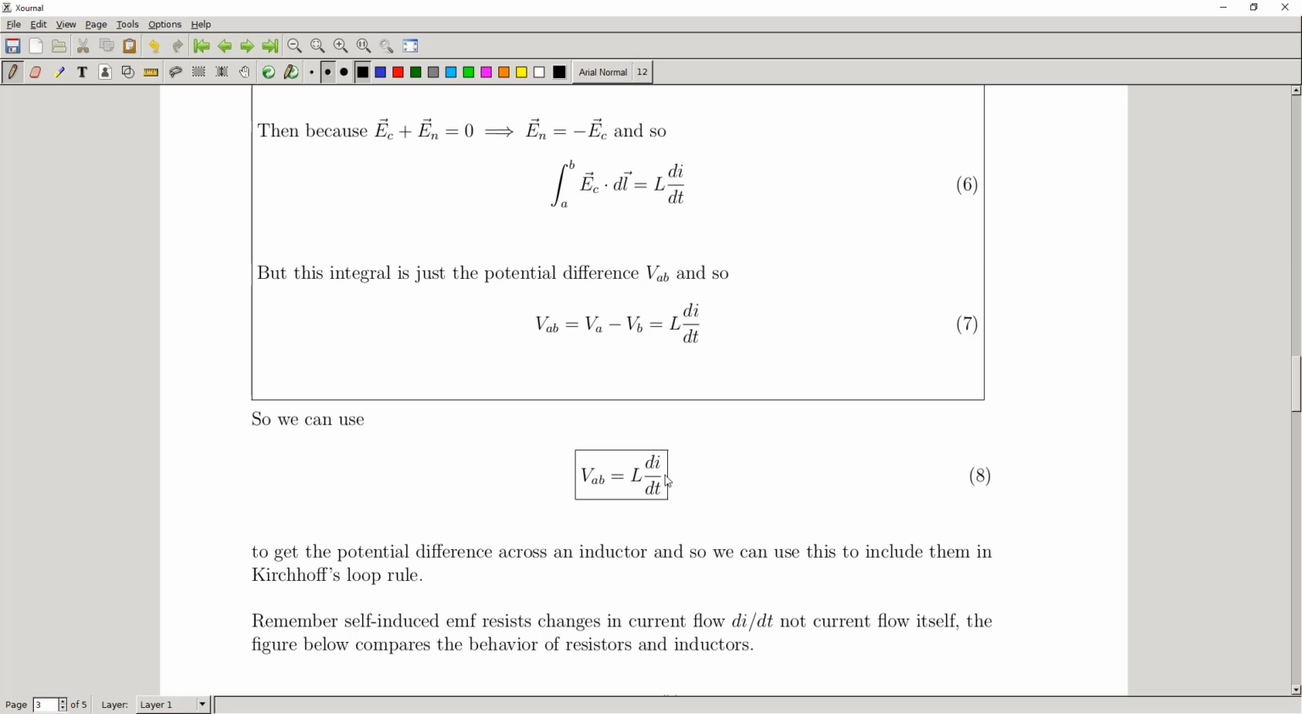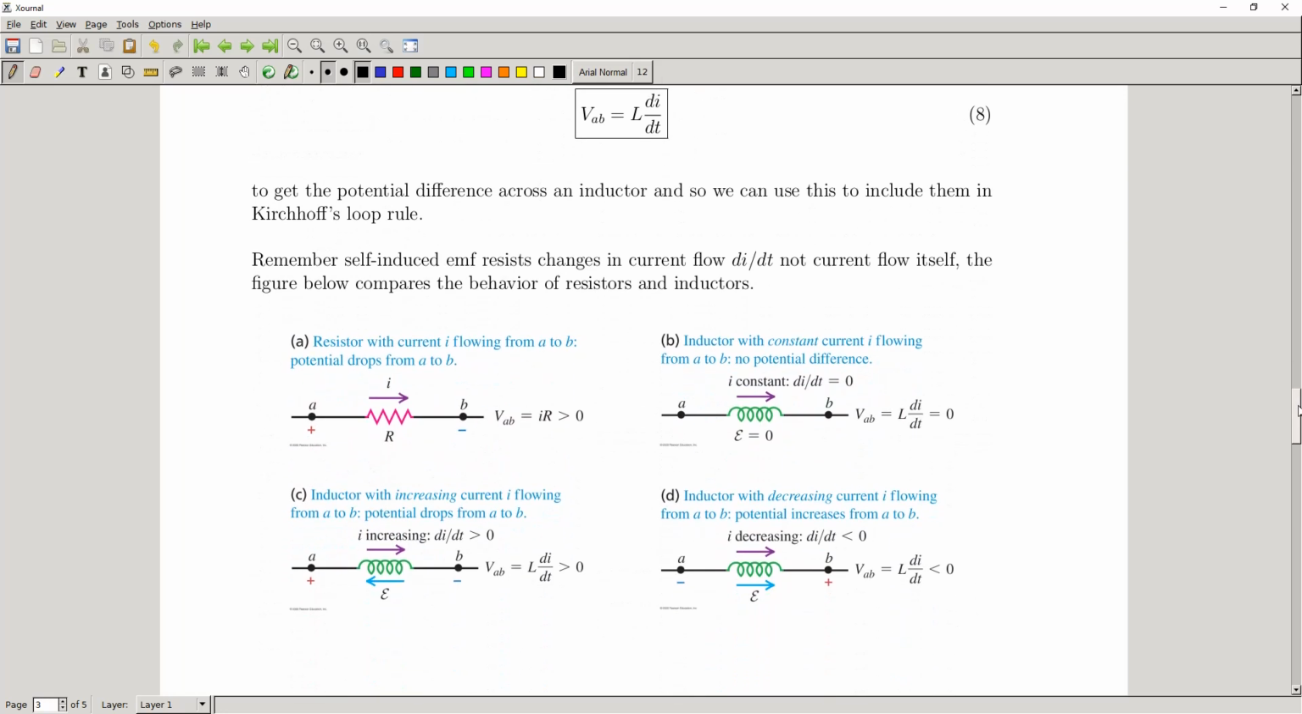So let's remember really quickly here, and make a note again, that the self-induced EMF resists the changes in current flow. Okay, so it resists di/dt. It wants to make di/dt 0, right? It doesn't resist current flow itself. So as much current as you want can flow through an inductor, and nothing's going to happen. It's only when you're changing that current that the inductor starts resisting the change in that current flow.